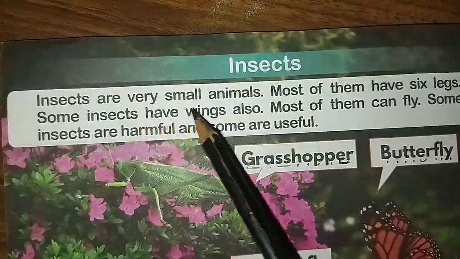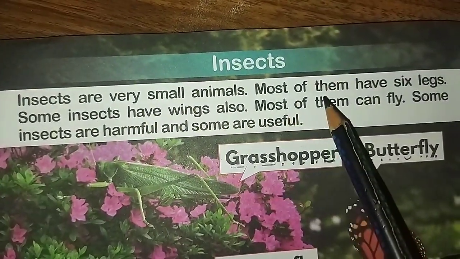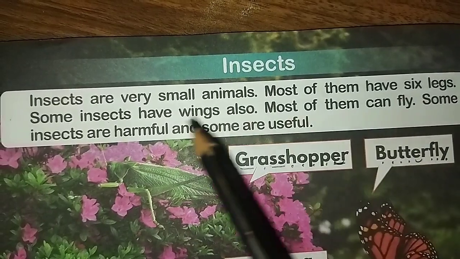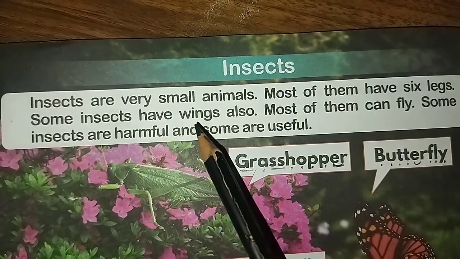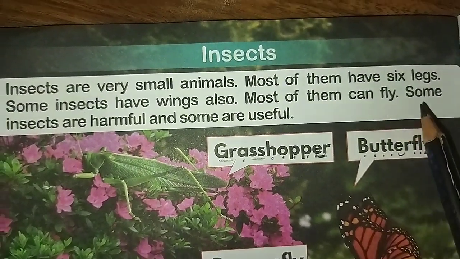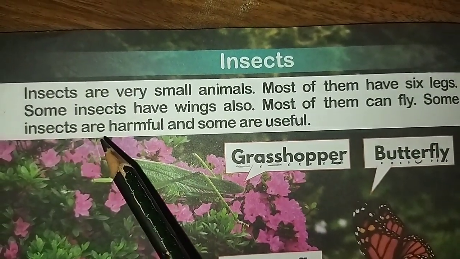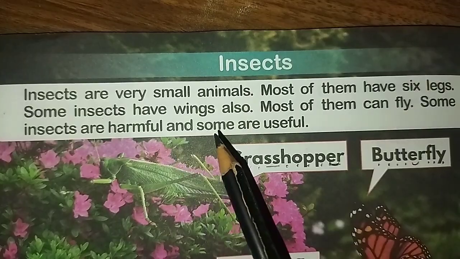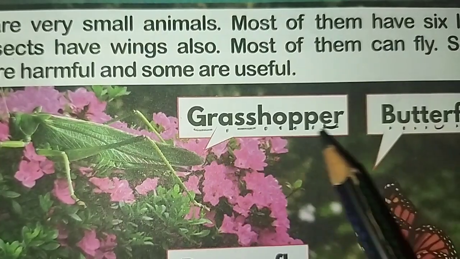Today let us see insects for UKG kids. Insects are very small animals. Most of them have 6 legs. Some insects have wings also. Most of them can fly. Some insects are harmful and some are useful.